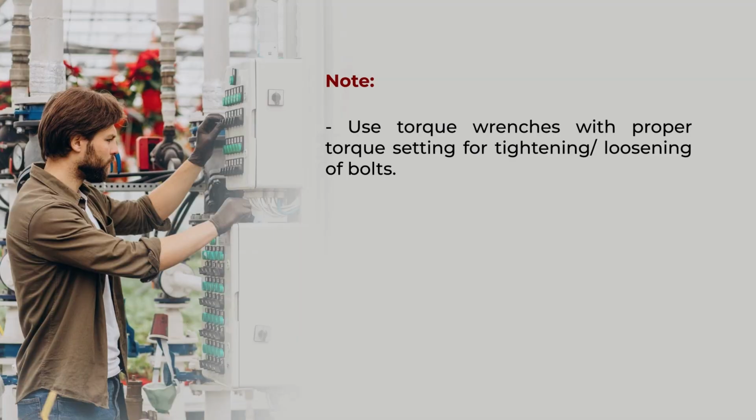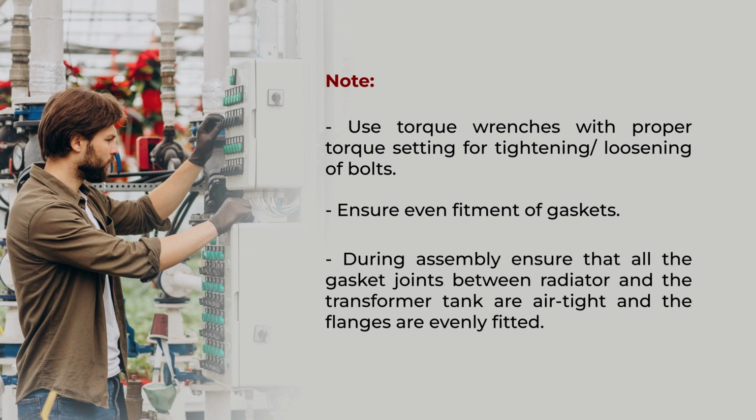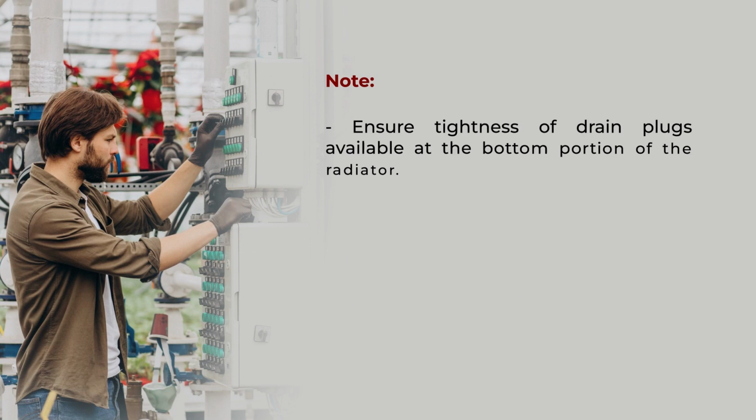Use torque wrenches with proper torque setting for tightening or loosening of bolts. Ensure even fitment of gaskets. During assembly, ensure that all the gasket joints between radiator and the transformer tank are airtight and the flanges are evenly fitted so that no air should be in contact with the transformer oil. Ensure tightness of drain plugs available at the bottom portion of the radiator.